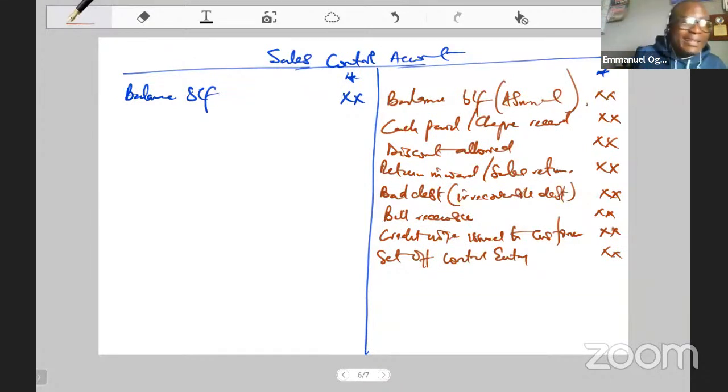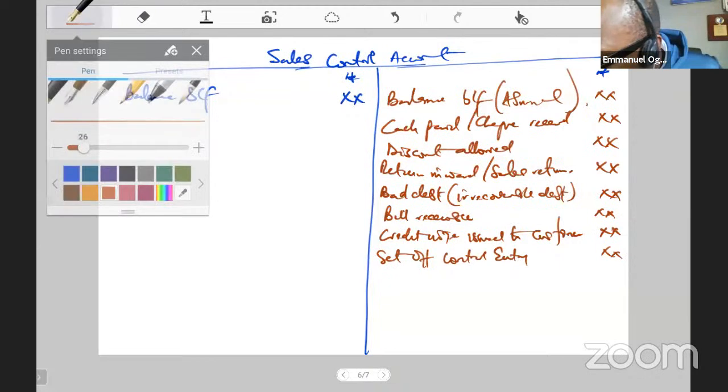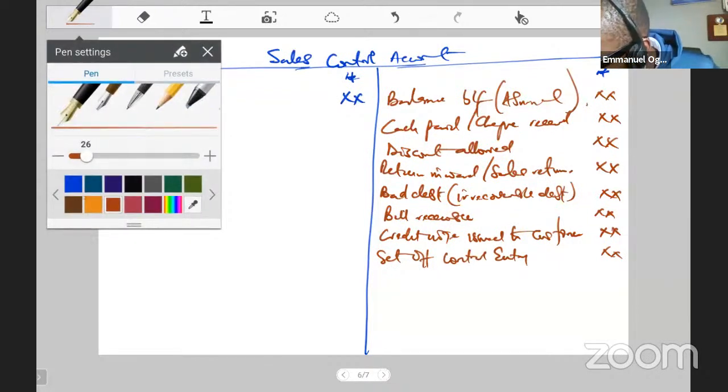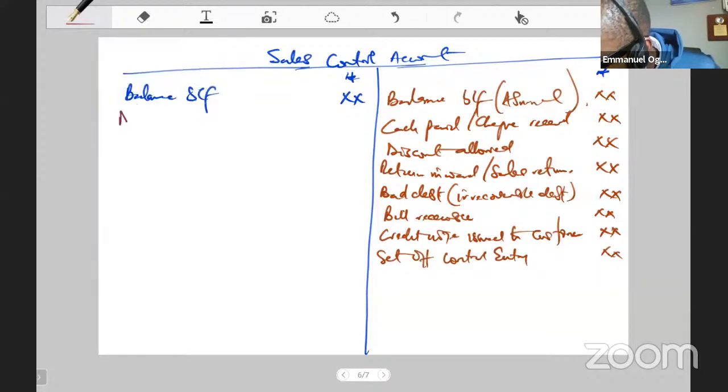But some things could happen as you are going. Some of the checks that I've received from customers can be dishonored. If that check is dishonored, it means that the amount they are owing me has increased. If that increases, what do I do? Do I take it to debit side or credit side? Debit side. So I will now bring it and say dishonored check.